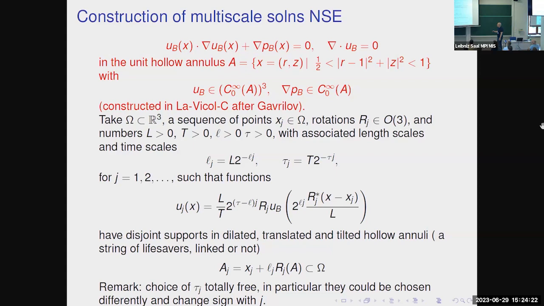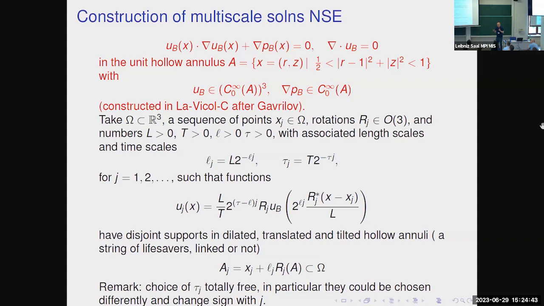And the pressures are also compactly supported there. And then you start playing. So here I take a very simple game in which you take only one scale for the velocity, the physical space, and one scale for time. But you don't have to do that. You can do whatever scales you want.